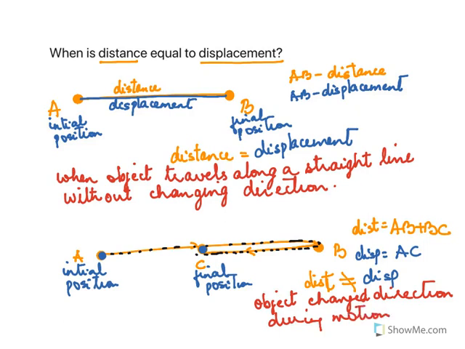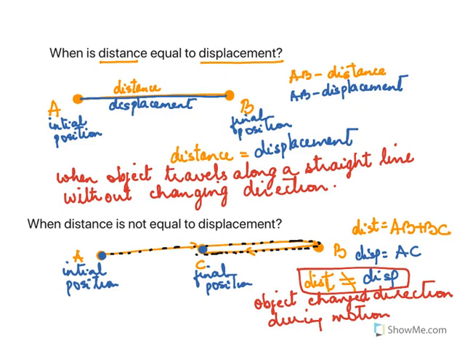So if I ask you when is distance equal to displacement, you will say when an object travels along a straight line without changing direction. And when is distance not equal to displacement? When the object changes its direction. So now you can answer both these questions: when is distance equal to displacement and when is distance not equal to displacement?